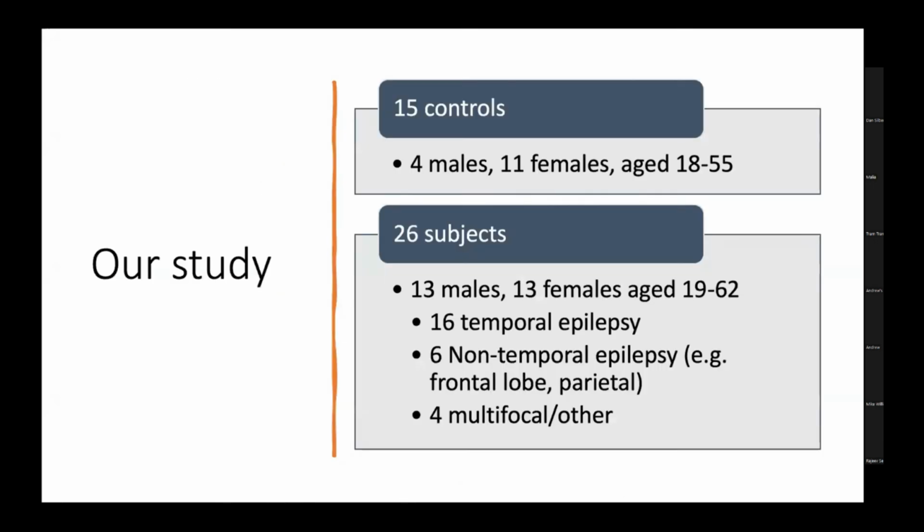Moving on to our study, we had 50 controls and 26 subjects. The subjects had a variety of epilepsy types. They were all non-lesional, but we were able to identify regions based on seizure semiology, video EEG, and MRI. 16 were temporal, mostly temporal, that's the most common. 6 were non-temporal, including multifocal, frontal lobe, and parietal, and 4 didn't fit quite into any category, maybe having 3 or 4 foci.